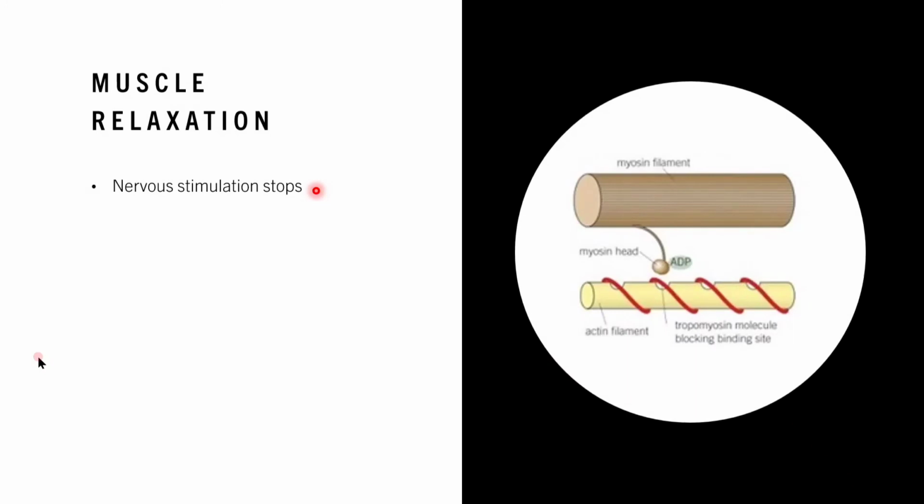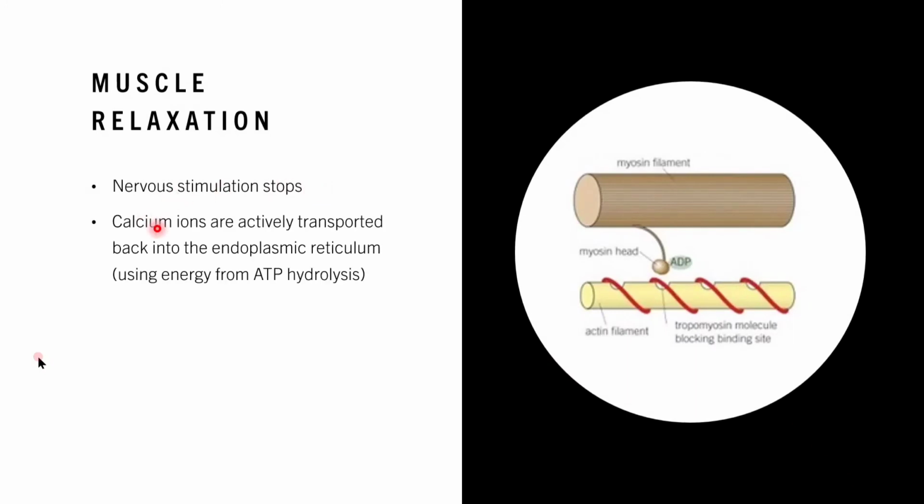And so as the nervous stimulation stops, the calcium ions are actively transported back into the sarcoplasmic reticulum, because there is no longer this depolarization, this action potential to open the calcium ion channels. So the calcium ions can be actively transported back into our sarcoplasmic reticulum like before. And this uses the energy from ATP hydrolysis.